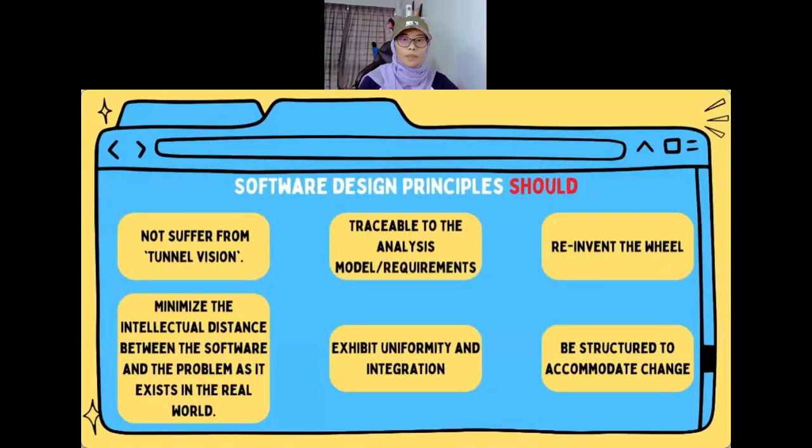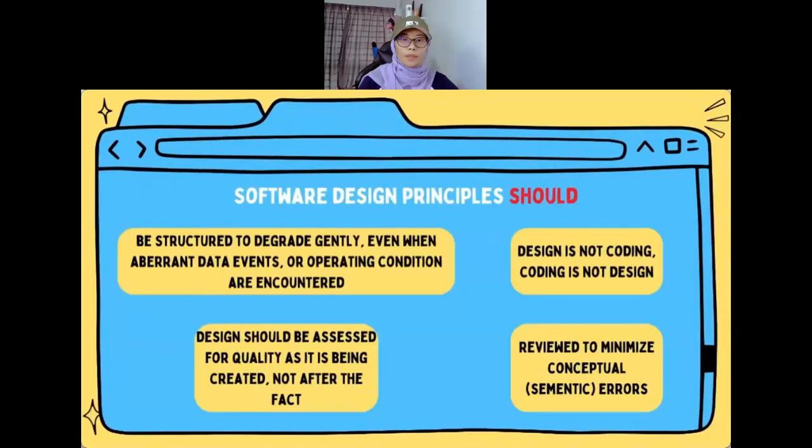Software design principles: should not suffer from tunnel vision, be traceable to the analysis model or requirements, not reinvent the wheel, minimize the intellectual distance between the software and the problem as it exists in the real world, exhibit uniformity and integration, be structured to accommodate change, and be structured to degrade gently, even when aberrant data, events, or operating conditions are encountered.